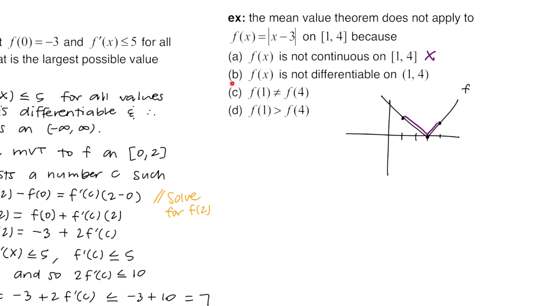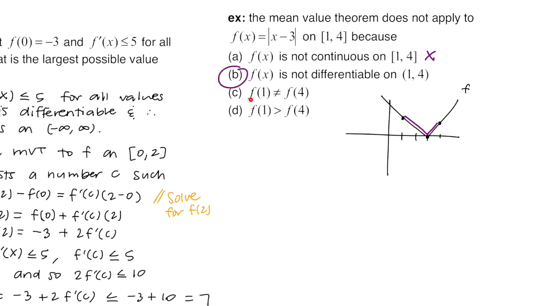Answer choice B says f of x is not differentiable on the open interval from 1 to 4, and that's actually true because right here at 3 we have a corner, and you cannot take the derivative of f at a corner. So it looks like B is going to hold true.